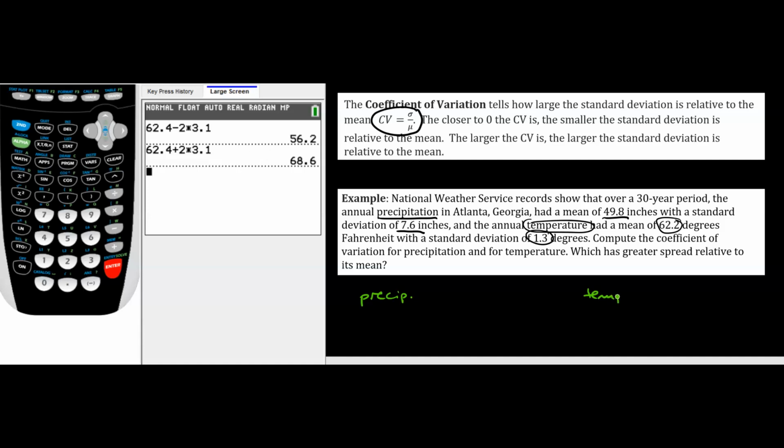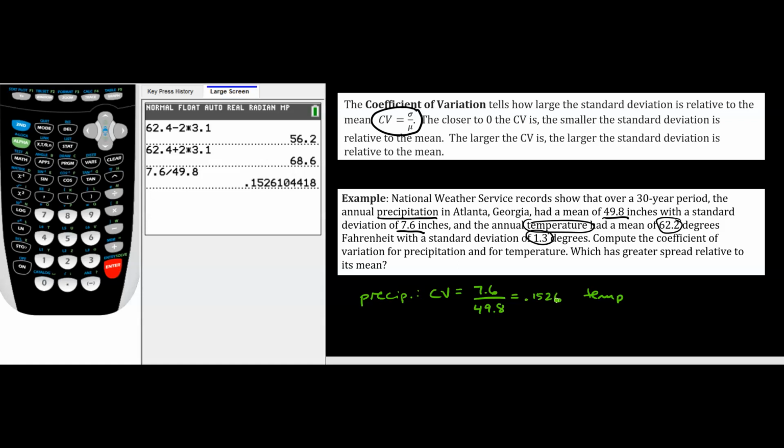and temps. Now the coefficient of variation for the precipitation is going to be the standard deviation of precipitation, so that was the 7.6 divided by the mean of 49.8. And we can punch this into the calculator and see what we get. 7.6 divided by 49.8, and that gives me 0.1526.